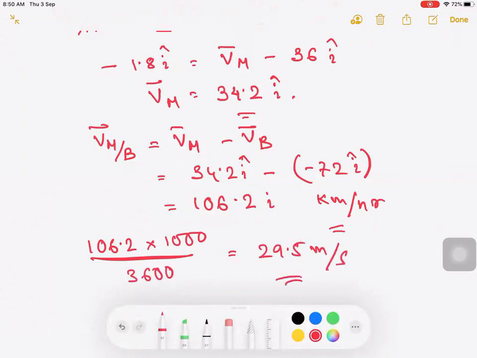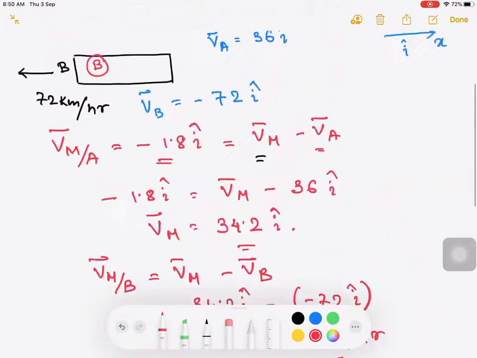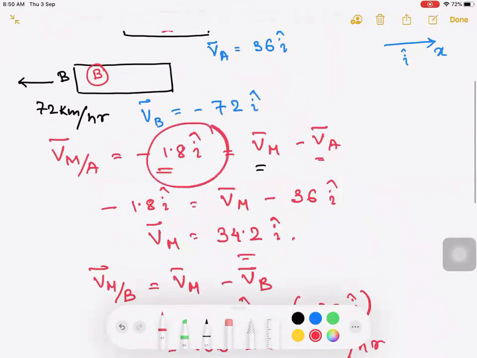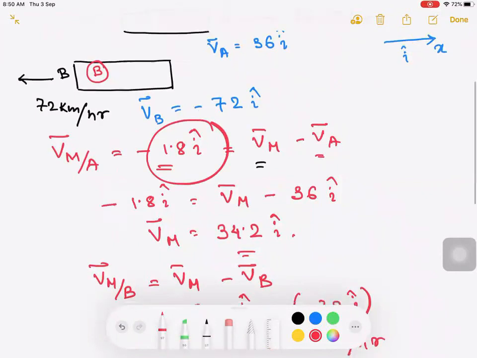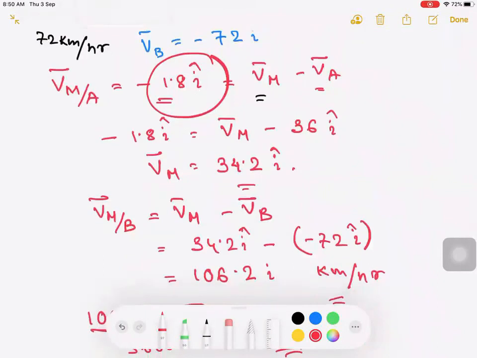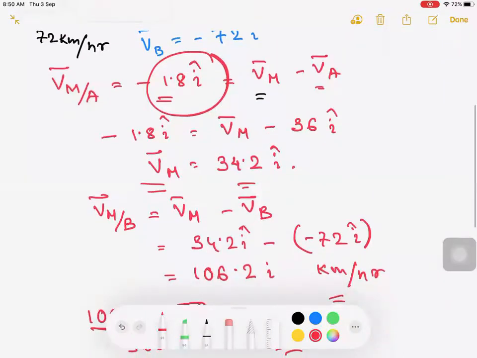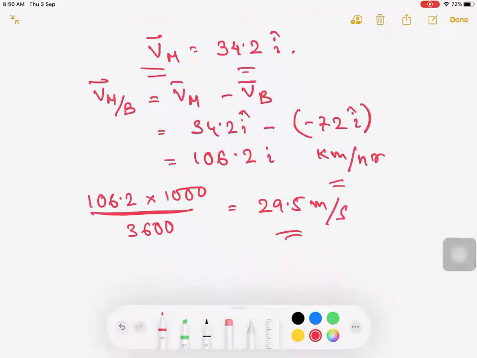Simple, but I would say this is a moderate level problem because of two things. First of all, understanding this trick, that is the velocity of the man is with respect to the first train, and hence you have to find out the absolute velocity of the man. And second thing, because of the calculations.